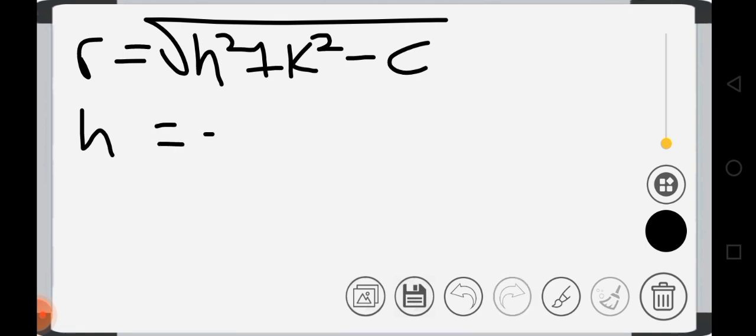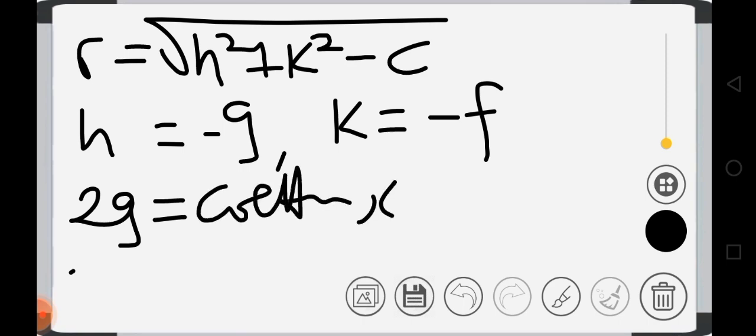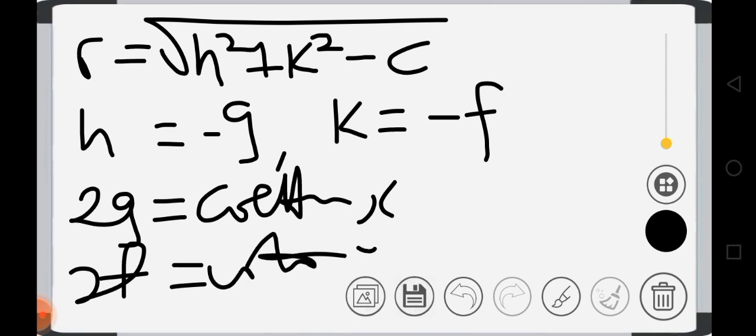Remember, your h is equal to minus what? Minus g. And your k is equal to minus what? Minus f. So take note of that. Remember, 2g is equal to the coefficient of x, and 2f is equal to the coefficient of y. Not x squared, not y squared, just x and y. So anything we have as the coefficient of x or y, we are going to equate it to this.